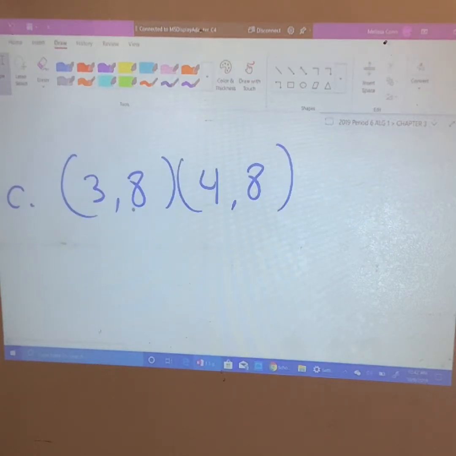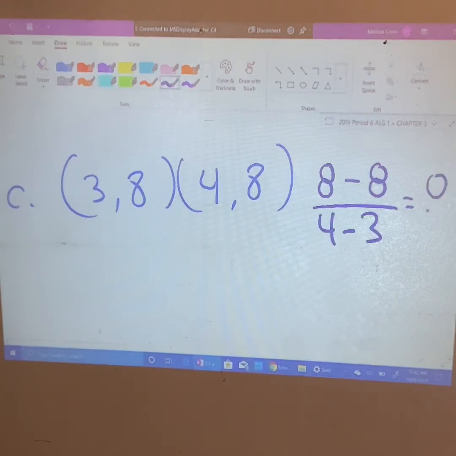Okay, here's two ordered pairs. Let's find the slope of the line that goes through these. y2 minus y1 over x2 minus x1. That's going to give us 0 over 1. And it's okay to have 0 as the numerator. That is fine. The answer on this one, 0 divided by 1, is always going to be 0. This is called a zero slope.